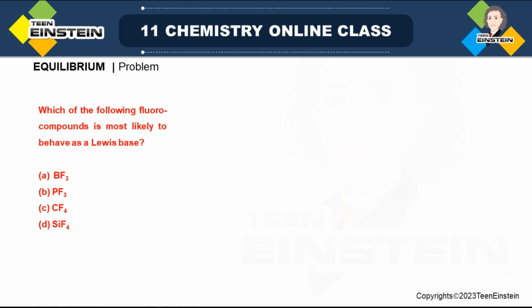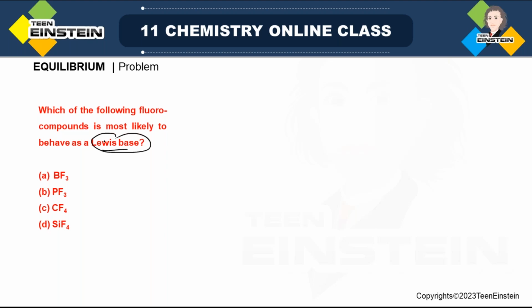Which of the following fluoro compounds, all are fluoro compounds, right, is most likely to behave as a Lewis base? The previous problem is based on conjugate acid base theory, which we have seen in Bronsted theory. Now the question is on Lewis acid base theory. So we have some fluoro compounds: BF3, PF3, CF4, SiF4. Which one is most likely to behave as a Lewis base? That means in which case the lone pair donating tendency is maximum.